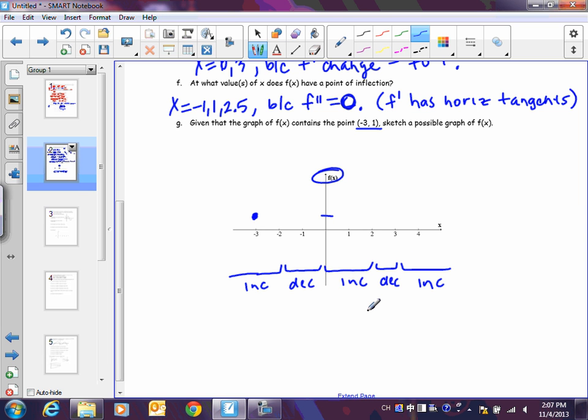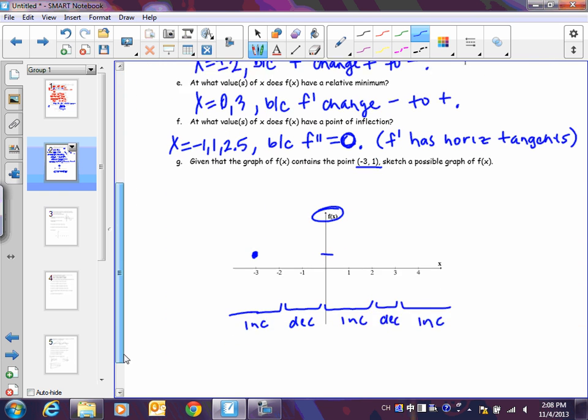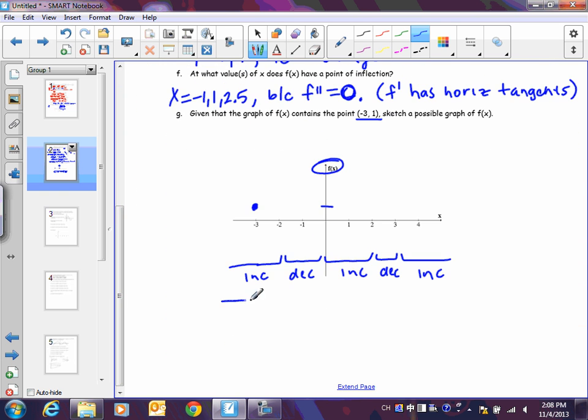Okay, I'm not going to be able to do this the way I did the other one. The other one was really nice and neat. You had chunks. Okay, and this is in chunks, but my concavity is going to be in different chunks. So again, I'll come back to that, but look at my concave down. I'm concave down from -infinity to -2 and from 1 to 2.5. Okay, so concave down.